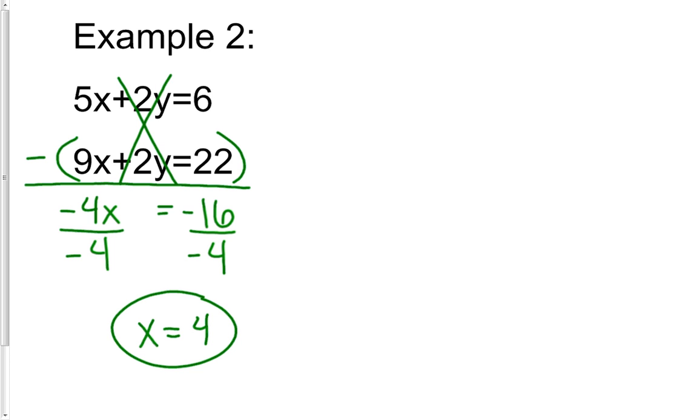So it doesn't always have to be addition. You might have to subtract sometimes. But the goal is to either add or subtract so that one of the two variables cancels out. In both of our first examples, it's been the y that's canceled out, but it's not always going to be the y that cancels out.